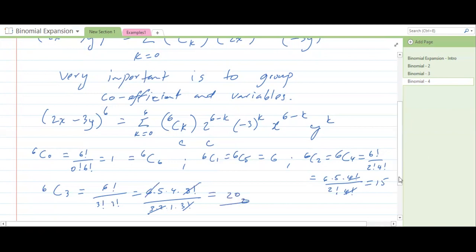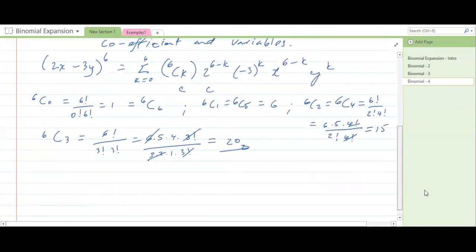Now, we have all these. So what we can say is (2x − 3y)^6 is now equal to 6 choose 0, which is 1, times 2 to the power 6, which is 64, times (−3) to the power 0, which is 1, times x to the power 6, y to the power 0.